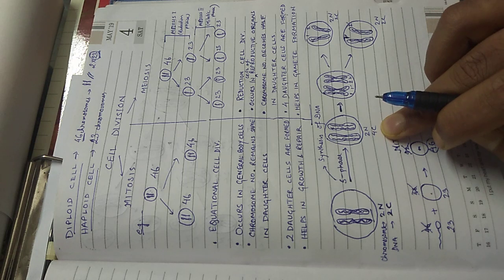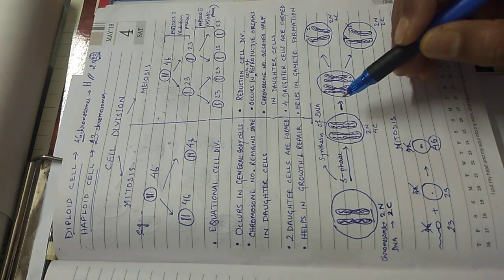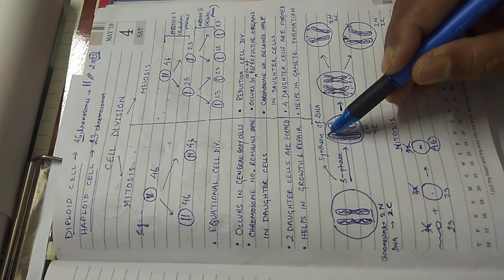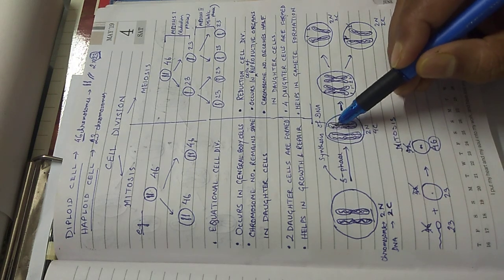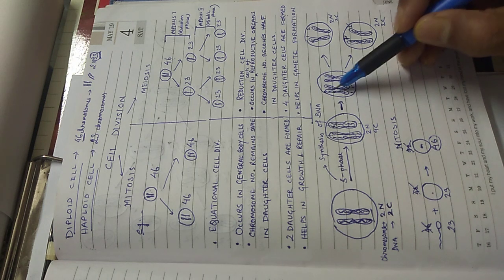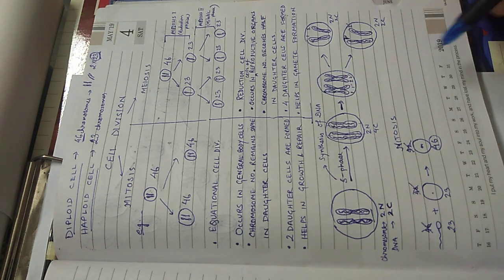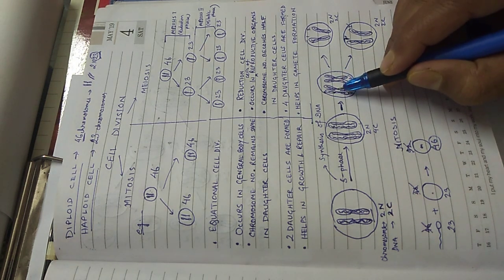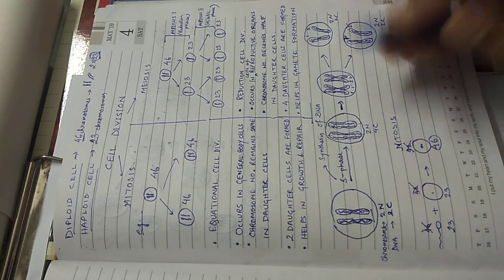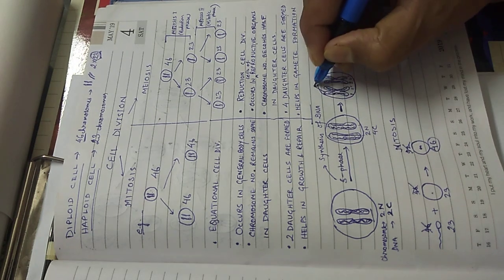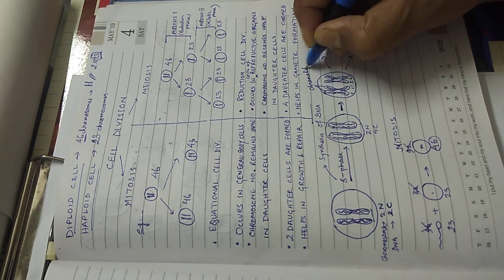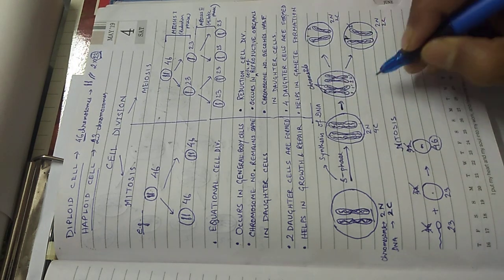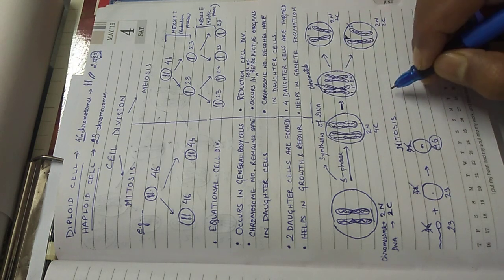So I have written it as 4C. Now what happens? This chromosome splits from between longitudinally like this. It shows a shape like this. Still it is chromosome 1 and 2, and these strands are called chromatids. There is one chromosome having two chromatids. There is also one chromosome having two chromatids.